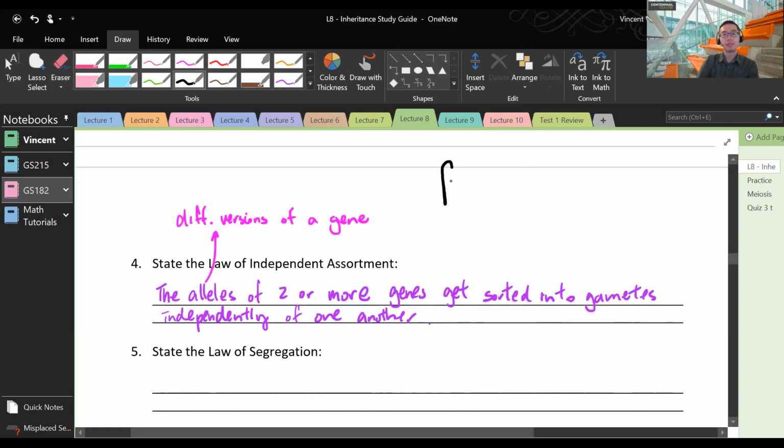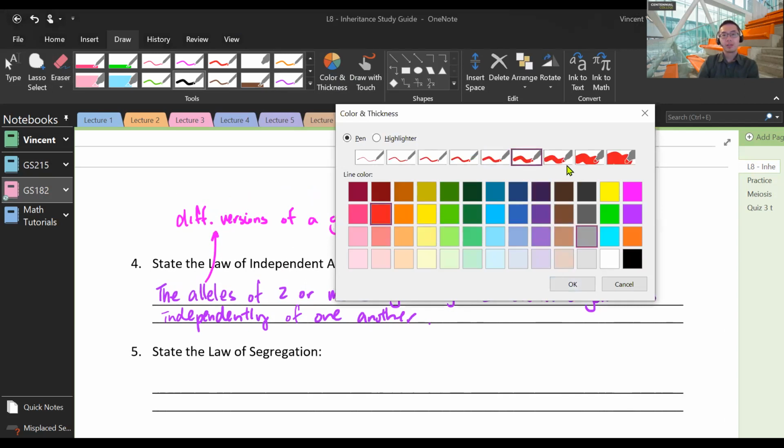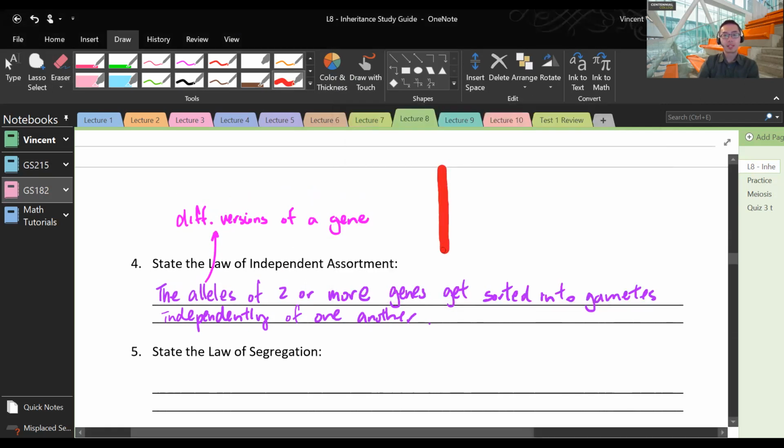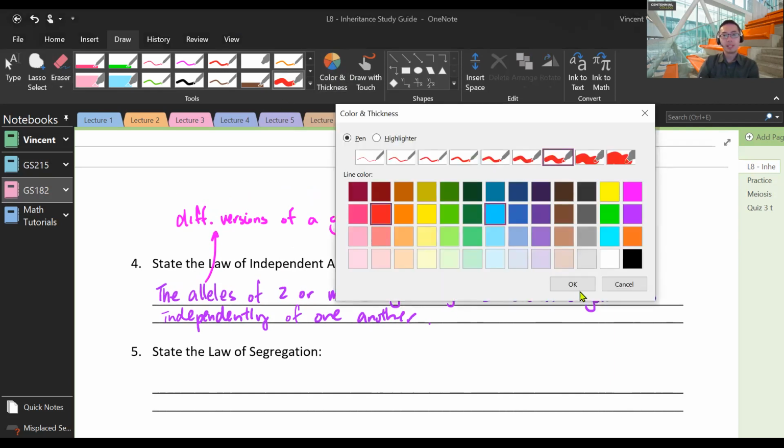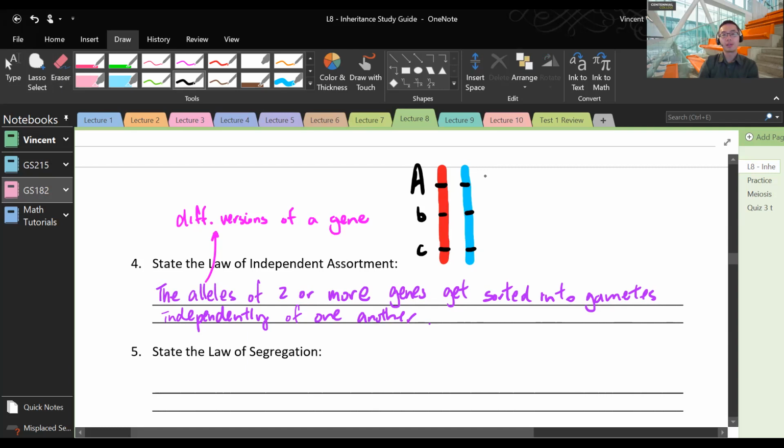So for example, let's say I have a maternal chromosome here. Let's stick with our original red and blue scheme so we don't get confused. Let's say we have chromosome 1 from mom and chromosome 1 from dad. Let's say we are tracking 3 genes here. One gene is at the top, one gene is near the middle, the other is at the end. For the mother, there might be a capital A, small b, and a small c. And then for the father, it might be small a, small b, capital C, for example.